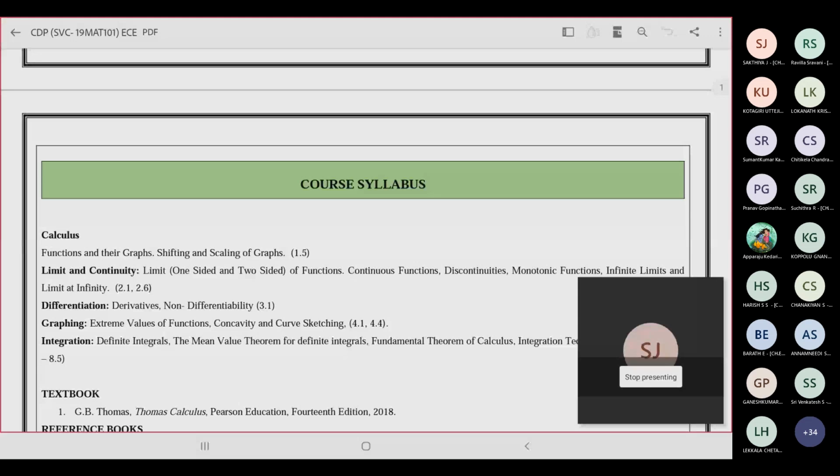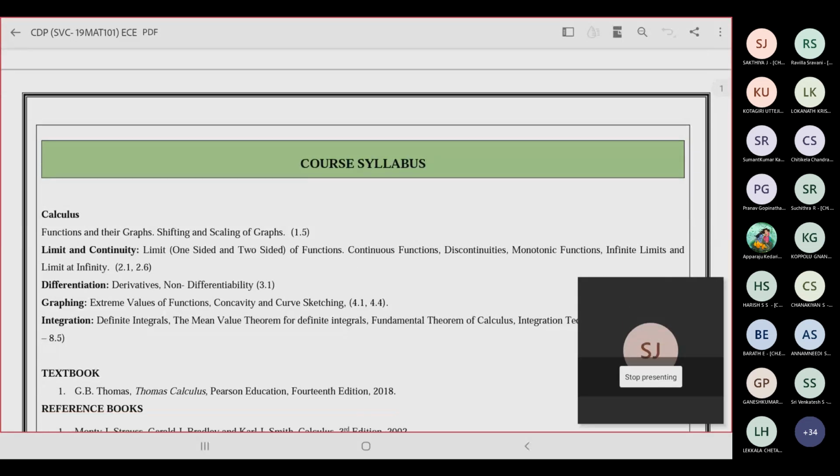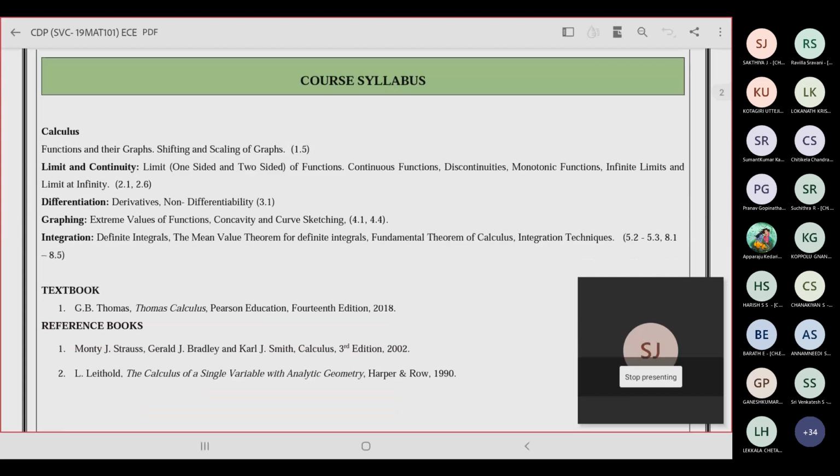The textbook we are going to discuss here is Thomas Calculus by G. B. Thomas, Pearson Education, 14th edition. I have already uploaded the soft copy of Thomas Calculus in the Files folder, so you can access it there on Microsoft Team.